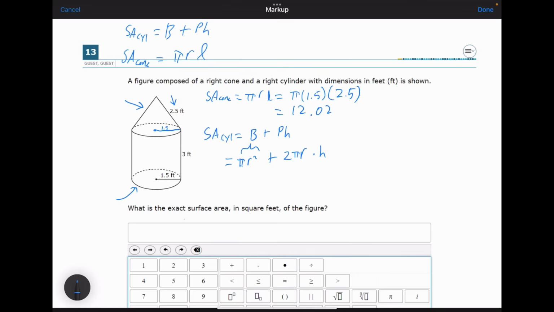And now we can go in and do some substitution. So we've already established that the radius is 1.5. That's the same radius for this guy. And we're given a height of 3. So again, go ahead and go to your calculator, and I will also perform this calculation. And I am getting a result of approximately 35.34.